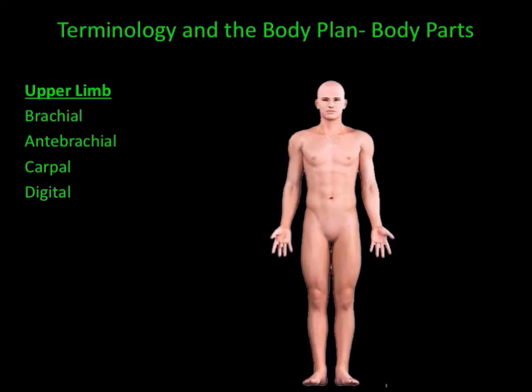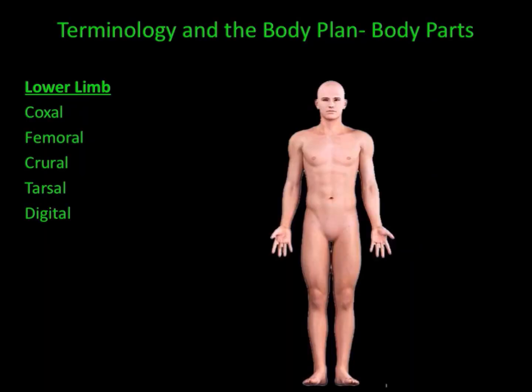Next, we'll take a look at the body parts of the upper appendicular skeleton. The first body part, brachial, refers to the arm. The second body part, antebrachial, refers to the forearm. Carpal refers to the wrist. And finally, digital refers to the fingers.